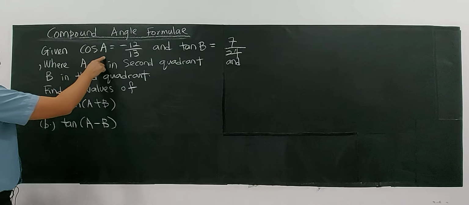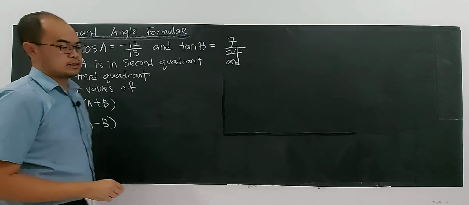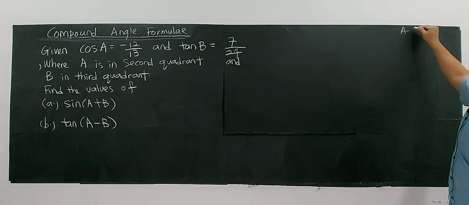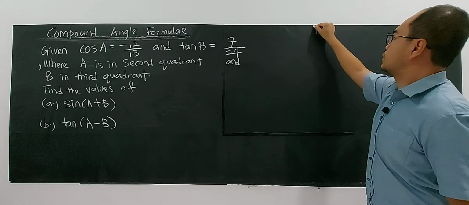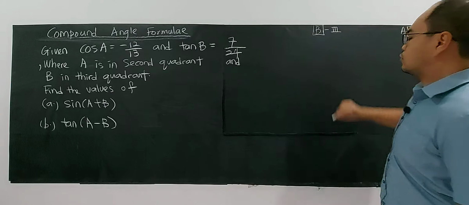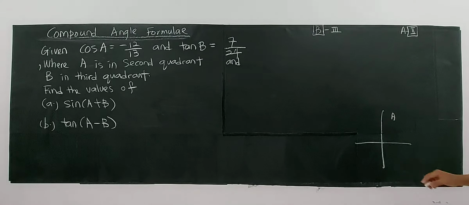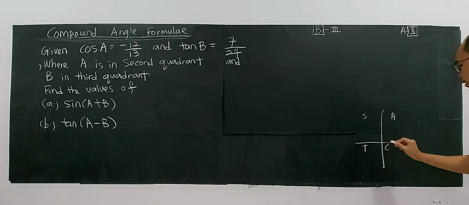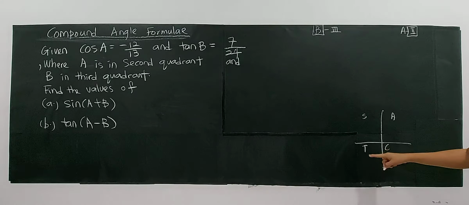Given that cos A is negative 12/13 and tangent B is 7/24, and the most important thing is they tell you that A is in the second quadrant. So angle A is in the second quadrant, and angle B is in the third quadrant, right? As you know, out of all the quadrants, in the first quadrant sine, cos, tangent are all positive. For the second quadrant, add sugar to coffee, right? This one sine, cos, tangent all positive. This one sine positive. This one tangent positive. The sine and cos negative. This one cos positive. Sine and tangent negative, right?